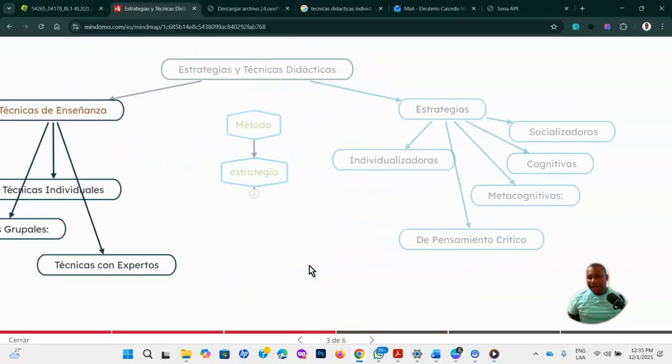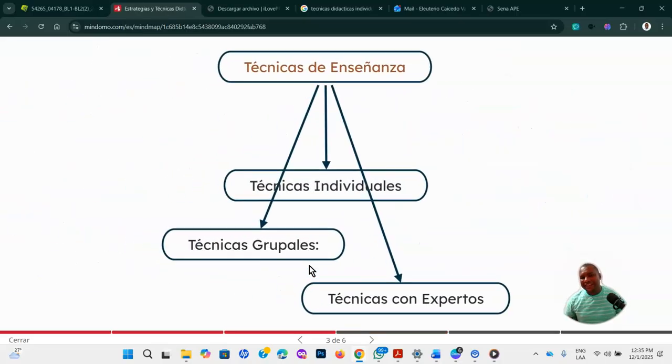And now let's talk about those teaching techniques. We have individual, group, and expert techniques. In individual, for example, we have worksheets, we have a resume, we have different techniques for the students to make by themselves. In the group techniques, we have brainstorming. We also have collaborative activity, collaborative learning, working in groups, and in techniques with experts, we have a symposium.